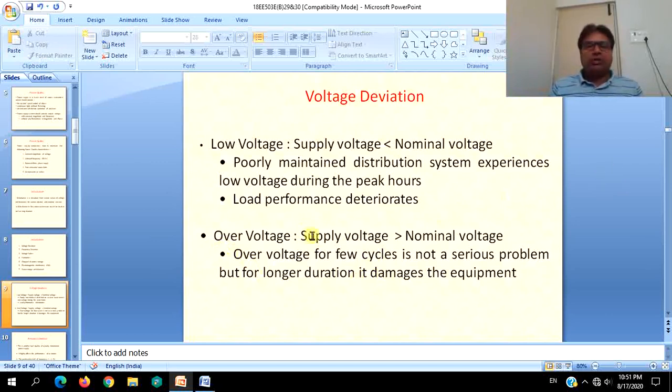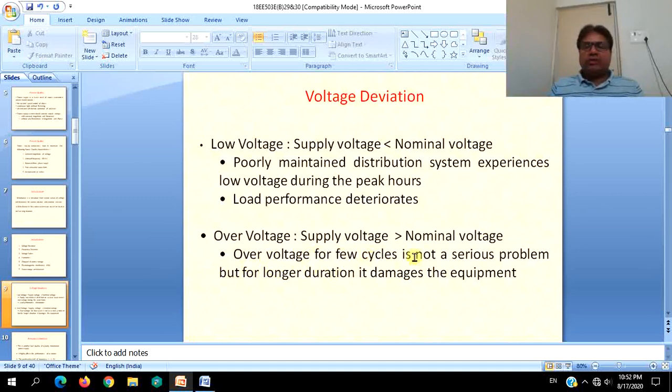The other thing is over voltage, where supply voltage is greater than the nominal voltage. Over voltage for a few cycles, just follow this: if it is 2 cycles, it means 0.04 seconds, that is 40 milliseconds. If it is 3 to 4 cycles, it is around 80 to 120 milliseconds. Again, it is actually a longer time.